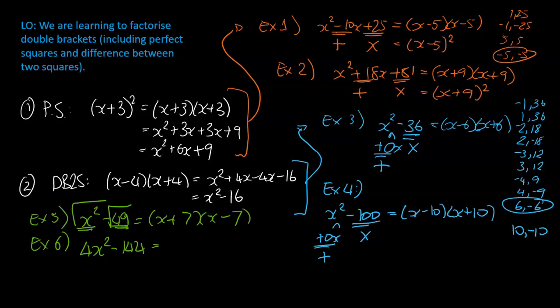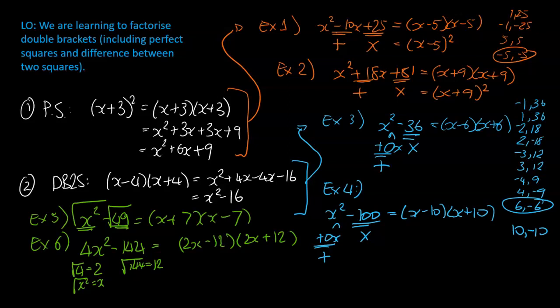So if you think of 4x squared, the square root of 4 is 2. The square root of x squared is equal to x. So that's going to get us to 2x. And then the square root of 144 is 12. So when you set up your brackets, you're going to have 2x and 2x. And then you're going to have minus 12 and plus 12 as well. So a whole lot of different stuff for completing, or the difference between two squares.